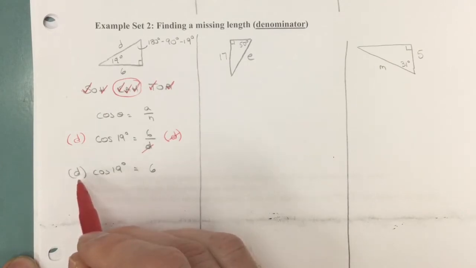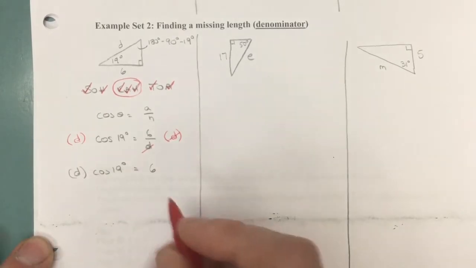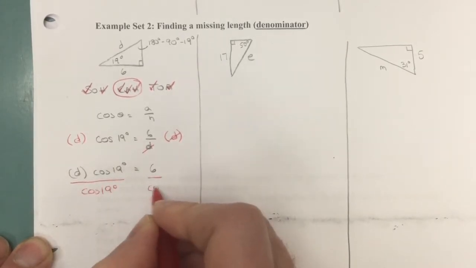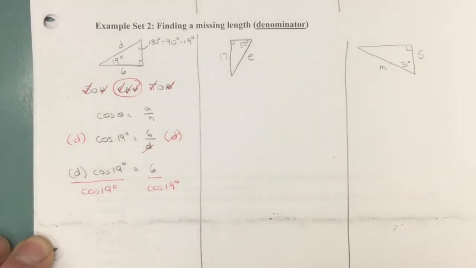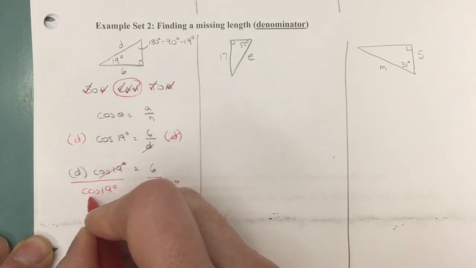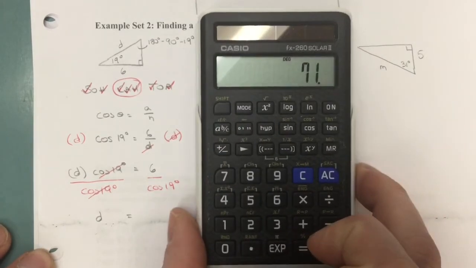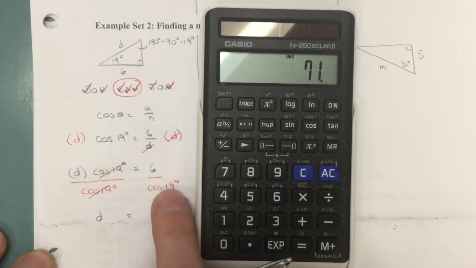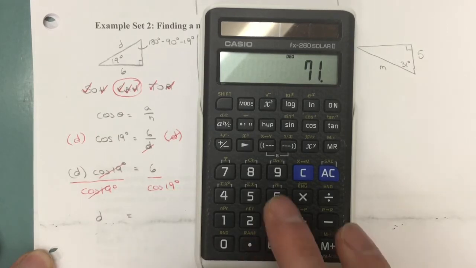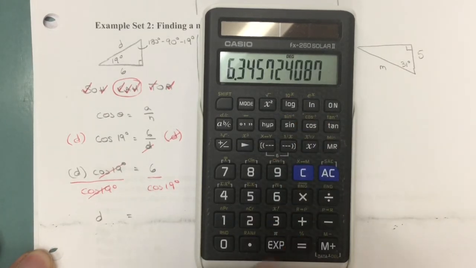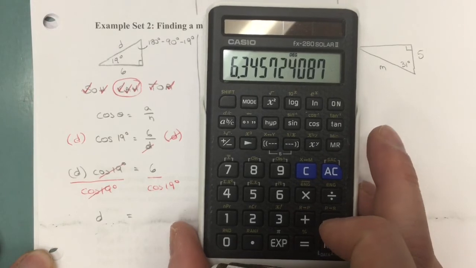Now I will need to divide both sides by cos of 19, so that I will be left with the D value on the left-hand side by itself. So this will cancel cos of 19 out on the left-hand side and leave me with D by itself. And on the right-hand side, I will have 6 divided by cos 19. And since all those numbers are given to me, I can actually figure out what this answer is. So 6 divided by the cosine of 19, and that is equal to 6.3457.